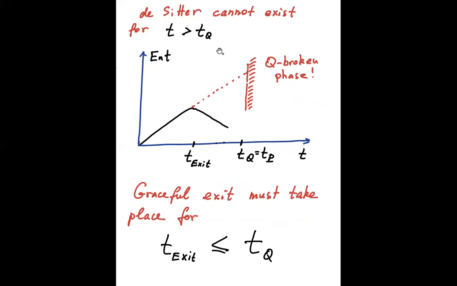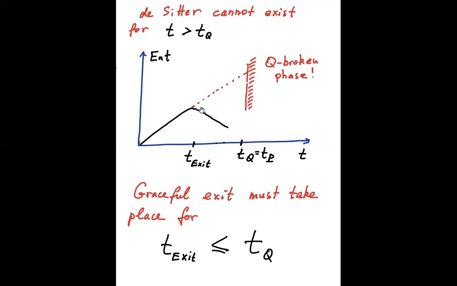The problem with de Sitter is that it doesn't have this life. In other words, in the quantum broken phase, de Sitter cannot exist. And so the de Sitter entanglement can grow maximally up until quantum breaking time, and after that, de Sitter will not be consistent. There will not be anything that you can call de Sitter. So for consistency, de Sitter should exit before quantum break time, and therefore the entanglement will grow up until the exit.